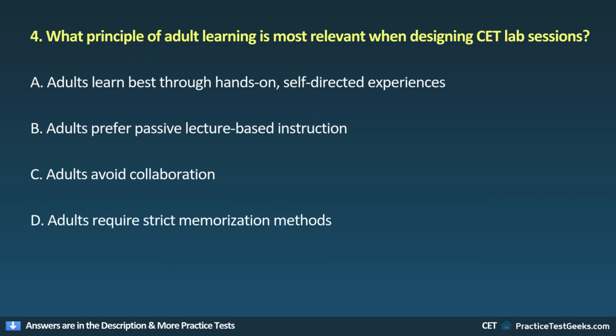4. What principle of adult learning is most relevant when designing CET lab sessions? A. Adults learn best through hands-on, self-directed experiences. B. Adults prefer passive lecture-based instruction. C. Adults avoid collaboration. D. Adults require strict memorization methods.